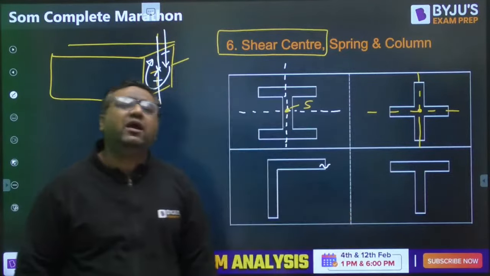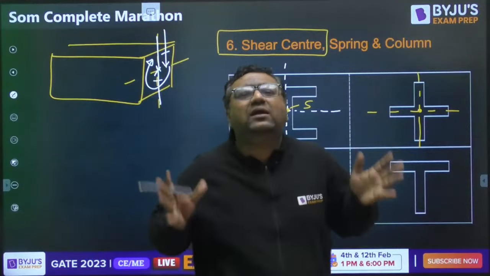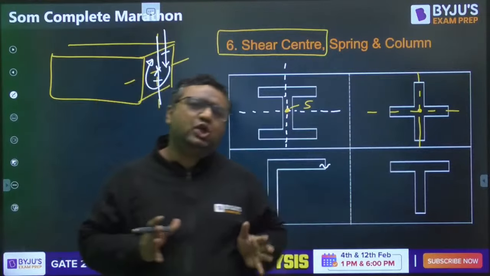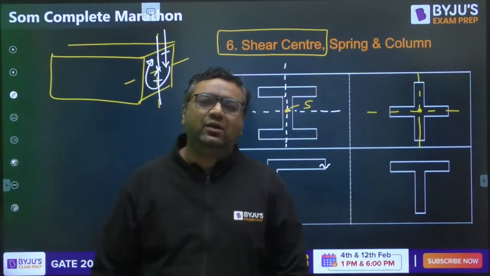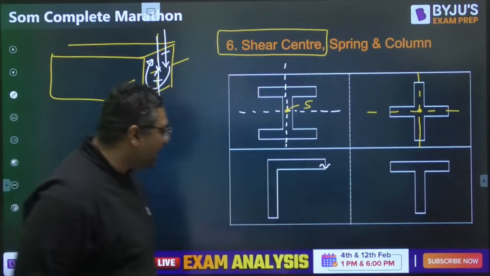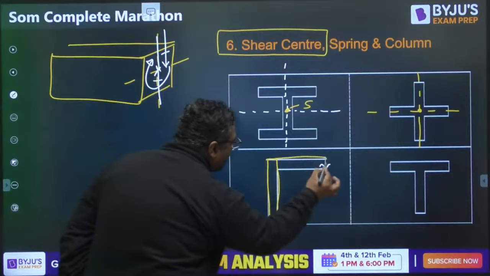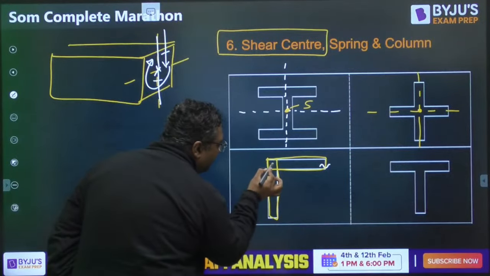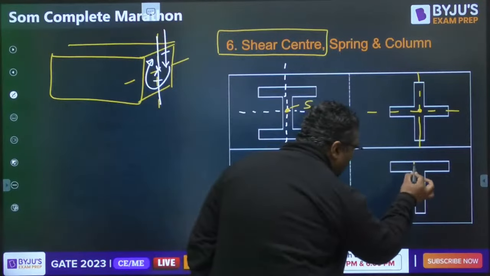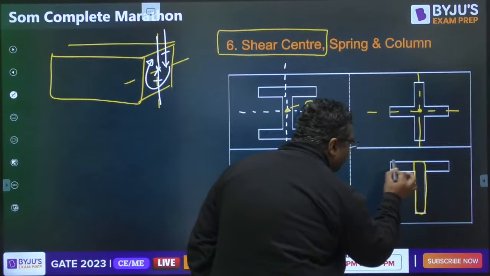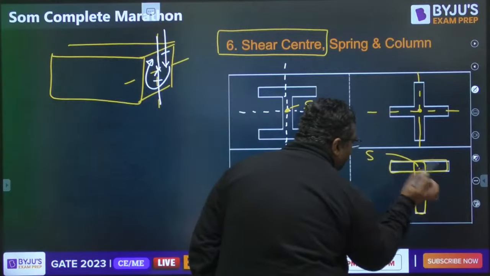So for such cases, we have rule number 2. If you can consider a section to be made up of 2 thin rectangles, then my dear, you can find the shear center at their intersection. Like this L section can be thought of as made up of 2 thin rectangles. So definitely here will be the intersection, and this point will act as the shear center. If you are talking about the T section, you can see that this is one rectangle and this is the other rectangle. So my dear, the shear center will lie at this point. This is going to be the shear center.